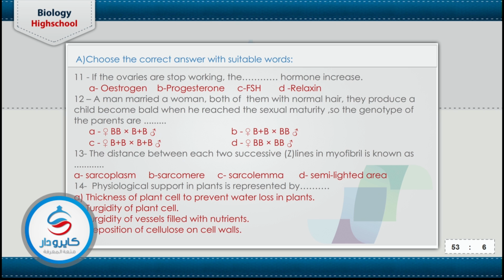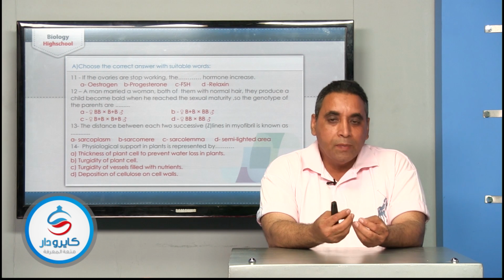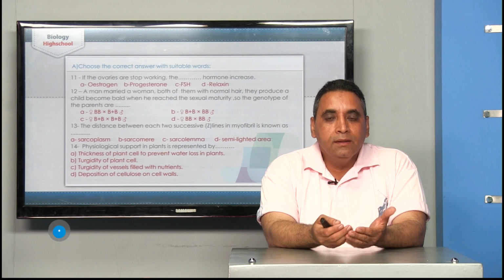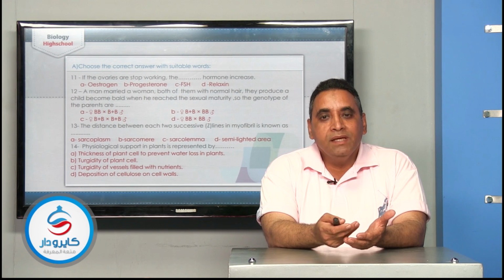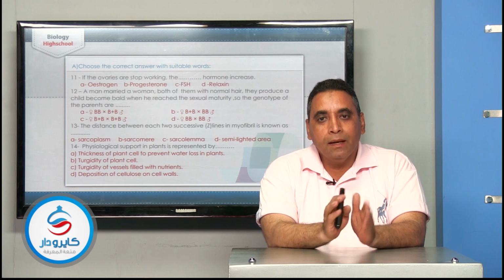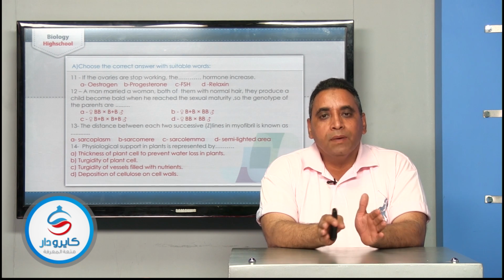Number 12. A man married a woman, both of them with normal hair. They produce a child who becomes bald when he reaches sexual maturity. So what are the genotypes of the parents? When two parents have normal hair, that means no baldness in the male or fallen hair in the female, the male should be capital B without any plus.